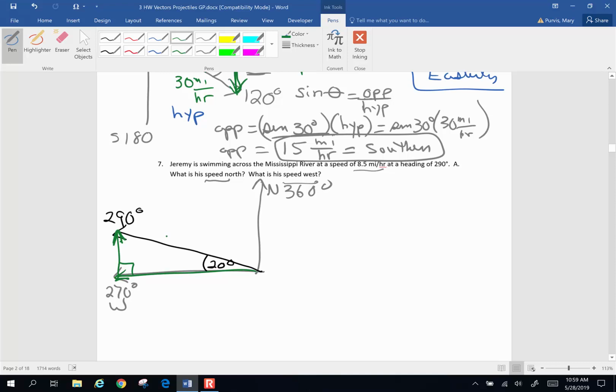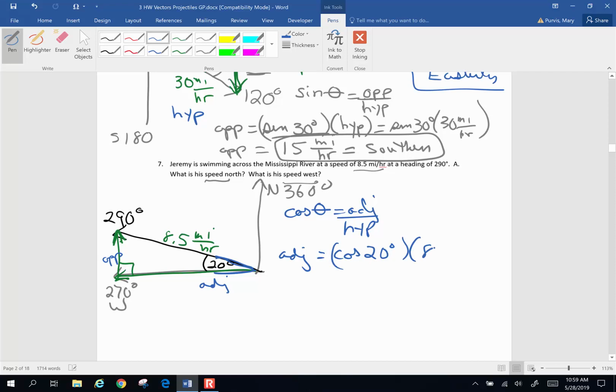The hypotenuse is the 8.5 miles per hour, and the angle I'm looking at is this one right here. So this side is the adjacent side. This is the opposite. Similar thing we did just up above. I am going to use cosine to find the adjacent side. So the adjacent is going to be equal to the cosine of 20 degrees times my hypotenuse, 8.5 miles per hour.